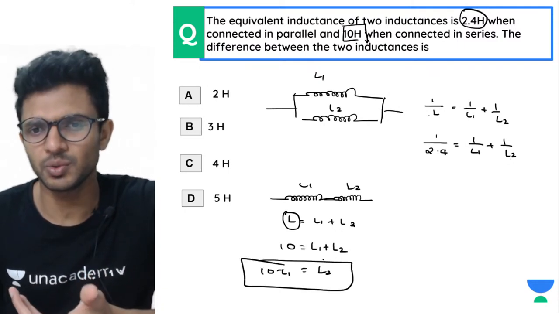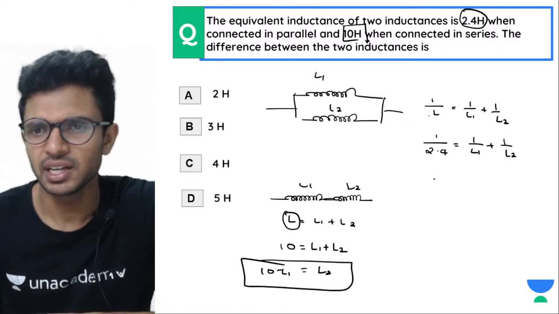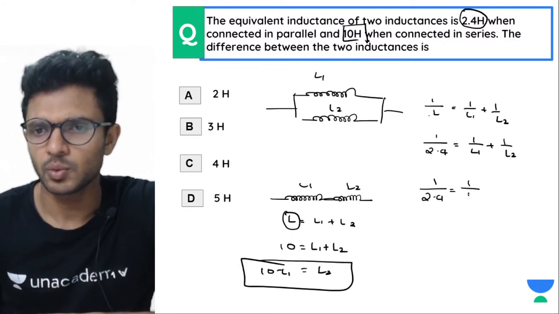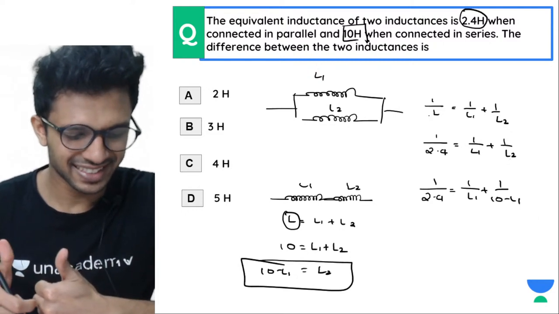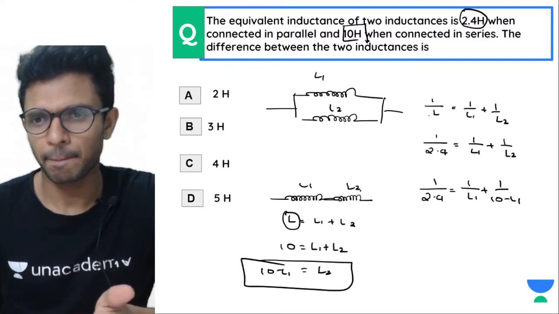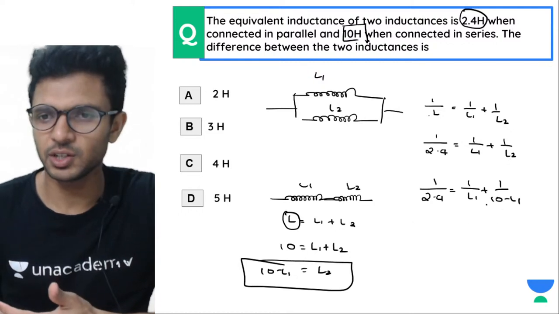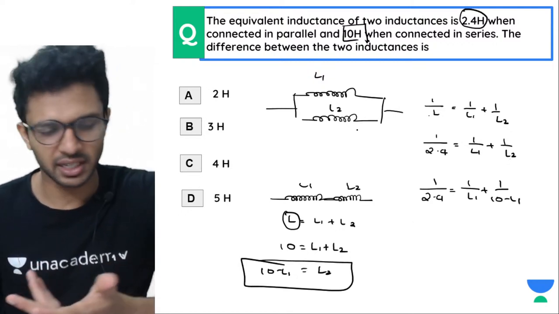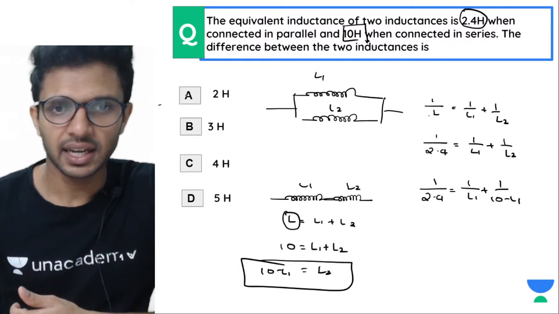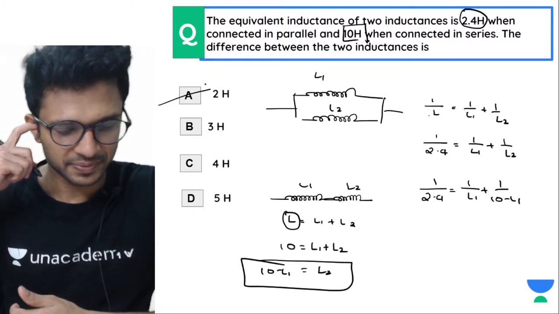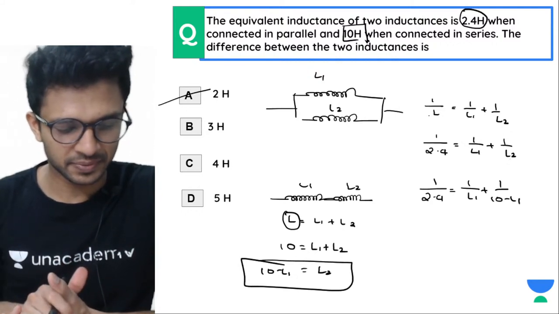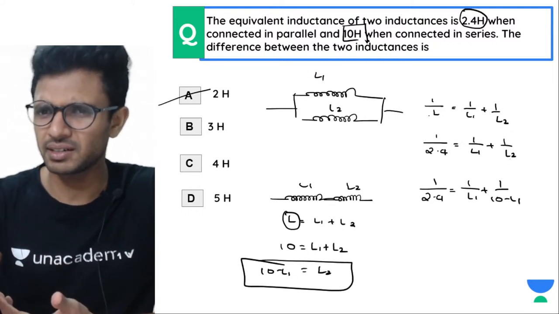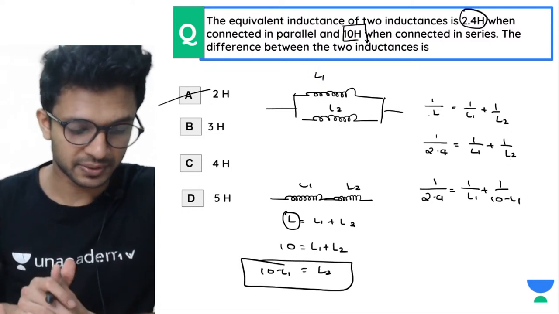Do you want me to do this? Everybody can do it, right? What do you have to do? 1 by 2.4 is 1 by L1 plus 1 by L2, with L2 as 10 minus L1. So cross multiply. You can do it, right? Do you want me to do the math? From here you will get L1, then substitute for L2, find L1 minus L2. You will get answer A, which is 2. Done? Easy, right? There was a bit more calculation compared to the previous one.